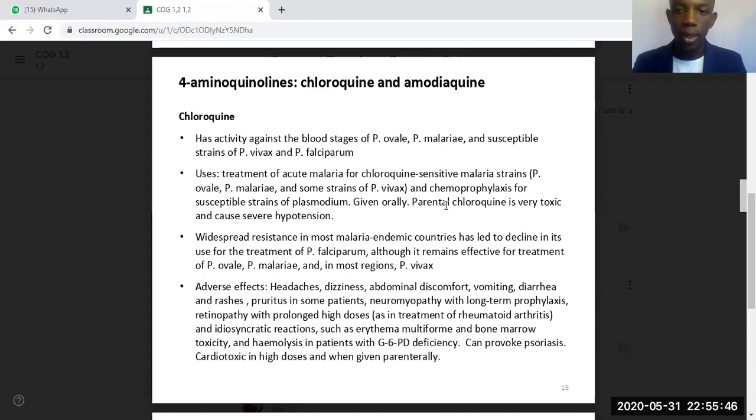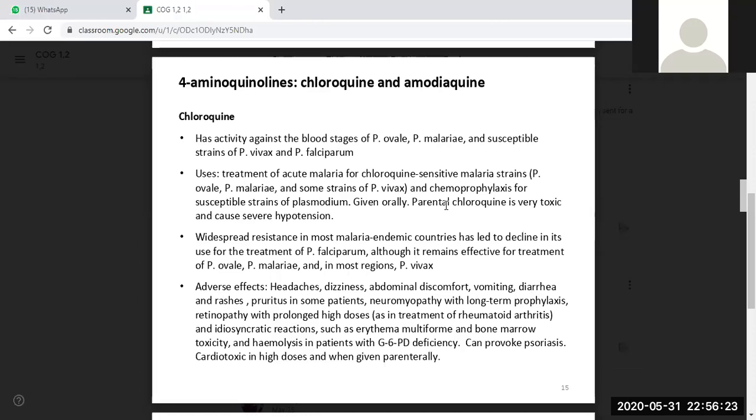It is also used for chemoprophylaxis for susceptible strains of Plasmodium. It is given orally. Parenteral chloroquine is very toxic and can cause very severe hypotension. So always when you're using chloroquine, it is via the oral route, because if you give it intravenously or through the intramuscular route, it is very toxic and you can cause severe hypotension, which will be more problems on your part.